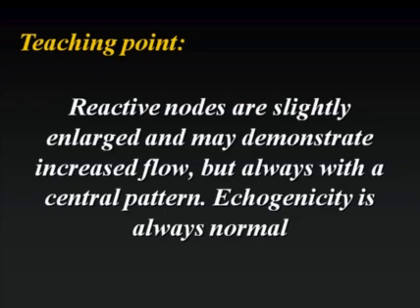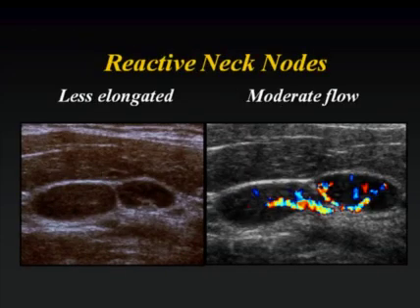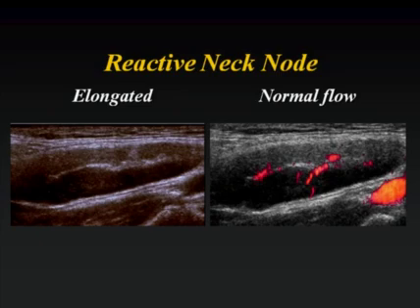Now, reactive lymph nodes tend to be slightly enlarged, but they're, for the most part, elongated, and they have slightly increased flow, but again, it has a normal central arborization pattern. The echogenicity is usually normal, and these were lymph nodes that were biopsied and proven to be reactive lymph nodes in a patient who had pharyngitis. And again, see the elongated, slightly plump, if you will, morphology. Again, on color flow, there's a central pattern of arborization.